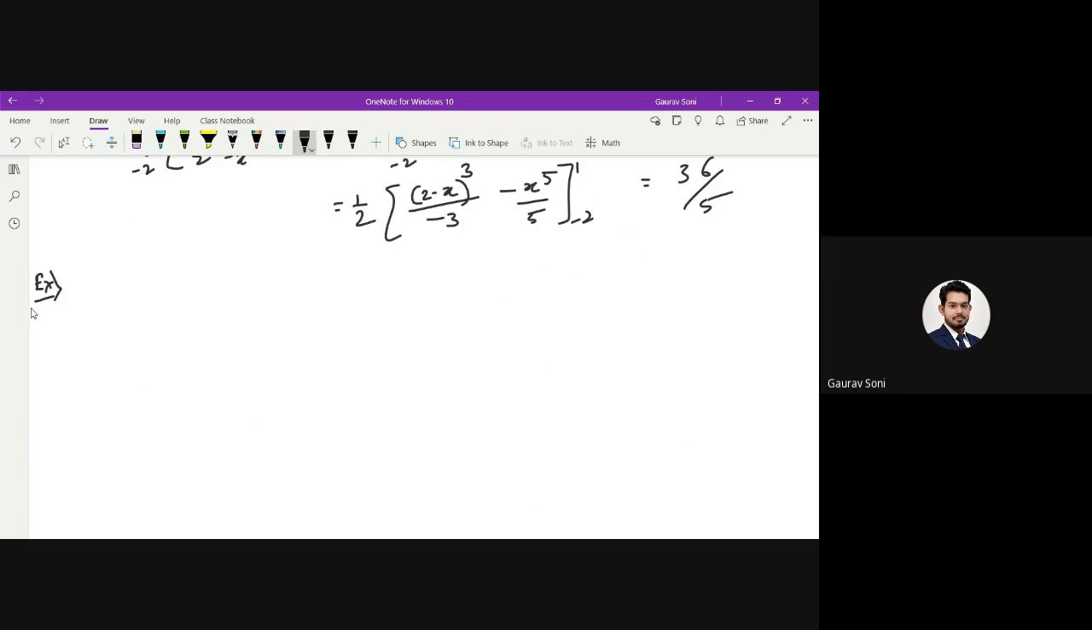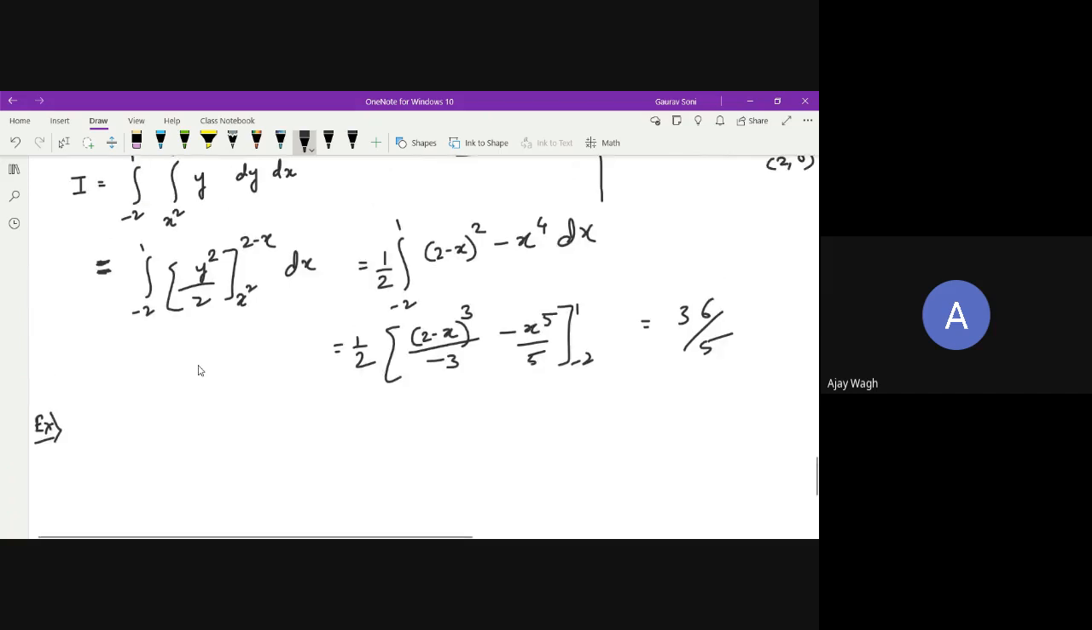Sir, can you scroll a bit? That is integration. You should be able to do it.